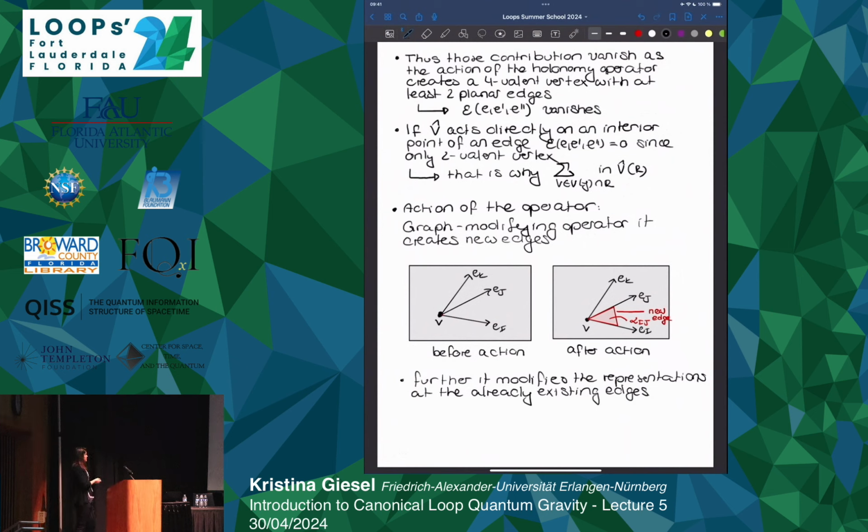So in terms of graphs, it means it's a graph modifying operator because let's say you start with this simple situation here where you have 3 edges intersecting in V. Afterwards, you have an additional edge. And what is also happening, because the holonomy operators come with some representation, so they also change the representation here on the edges EI and EJ.